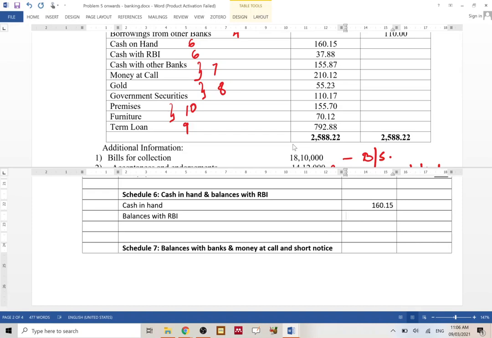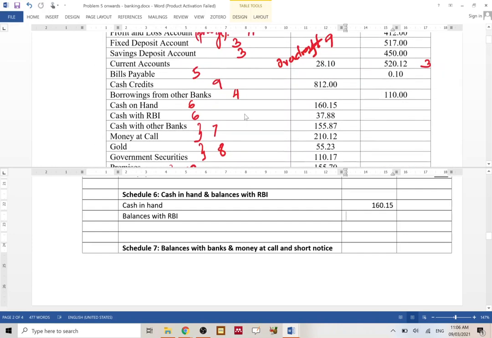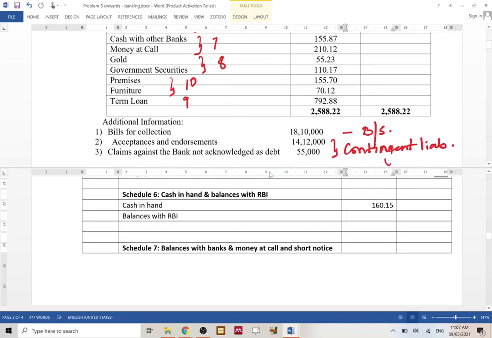Some amount of money which the bank keeps with RBI, or keeps aside, RBI doesn't allow you to give that percentage of your money in the form of loan. So you have to keep it aside. So this cash with RBI amount has some adjustment as to how much cash reserve we are supposed to maintain during the current year. So we'll see whether this 37.88 is a correct figure, and if there is more to be added to the reserve, we will do it in the working notes.